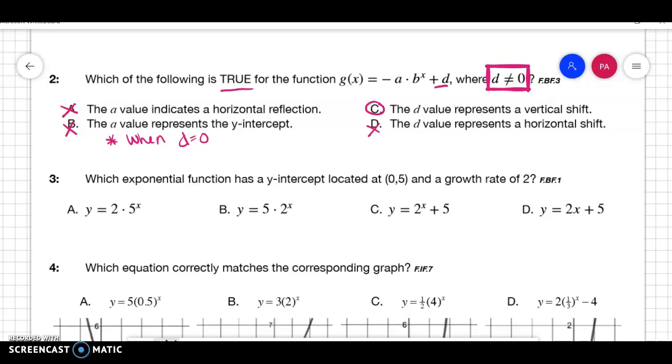So again, a great strategy is just plug this in. When you plug in 0 for x, you get out a 5, right? If we plug in a 0 here, that's 2 times 1, which is 2, so that didn't work. If we plug in a 0 here, we get 5 times 1, and that works. If we plug in a 0 here, we get 1 plus 5, and that's 6. And if we plug in a 0 here, we do get 5, but it says growth rate, and so this is linear, so we need the exponential one, which is B.